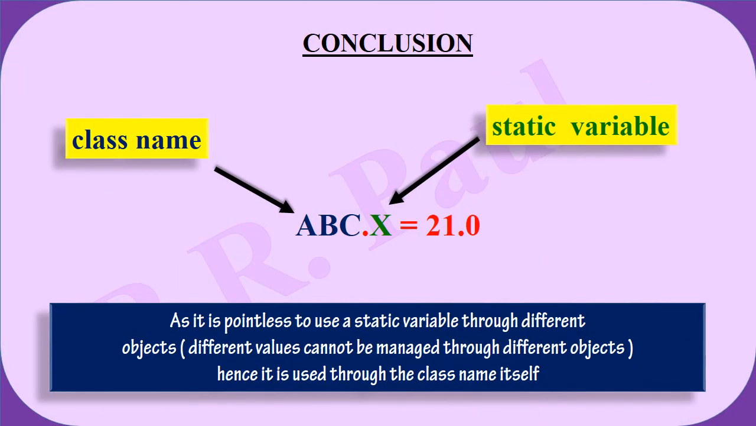So the conclusion is, instead of calling the static member through different objects, we should call it through the name of the class. As the name of the class is ABC, so it should be used as abc.x, and then we can store the values in it, or we can update the values which is stored in it.